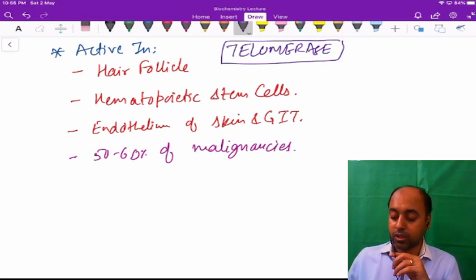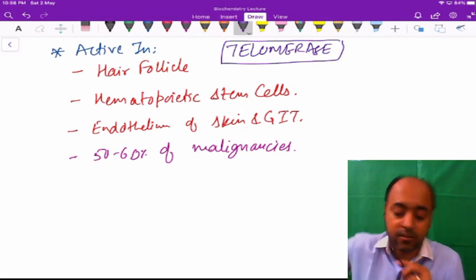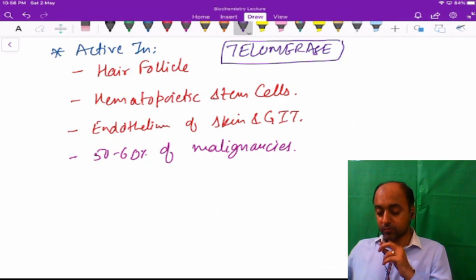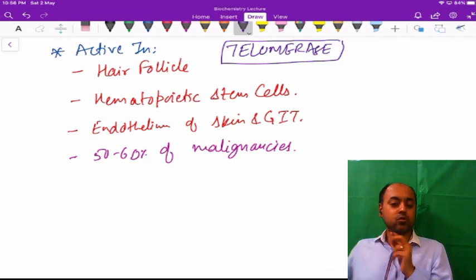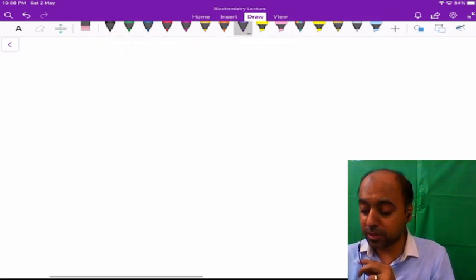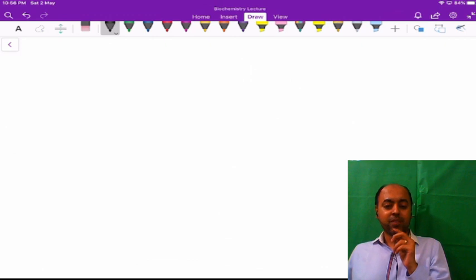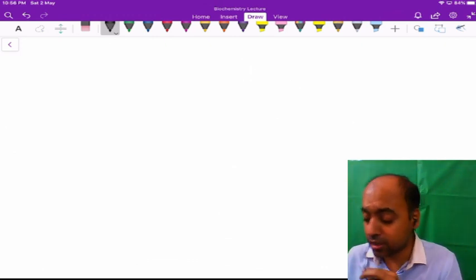Alright, so these are some examples. If you remember, the telomerase is active in the hair follicle, hematopoietic stem cell, the endothelium, skin and GIT, and about 50 to 60% of the malignancies. So this brings us to the end of the replication. A few things I'd like to summarize here. First, I'd like to summarize the proteins which have been used in the process of replication.